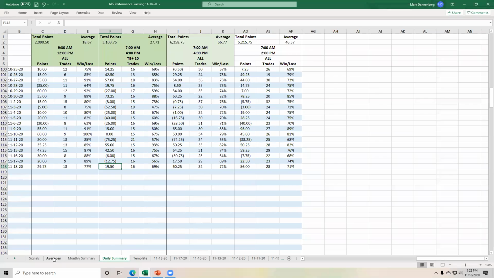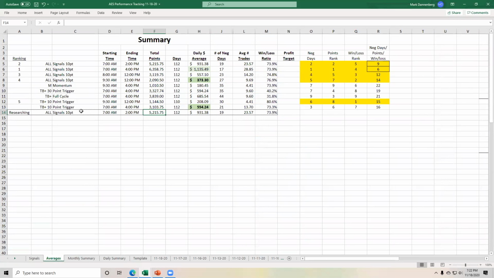And I'll just show you one last thing here on the averages. Those categories, the 9:30 to noon, all signals, averages for 112 trading days is averaging $373.30 of profit per day per contract. That's a single contract, $373 per day per contract. The 7 to 4 category, taking just the trend bias and trend continuation signals for that same 112 trading day time frame, is averaging about $554 a day per contract.